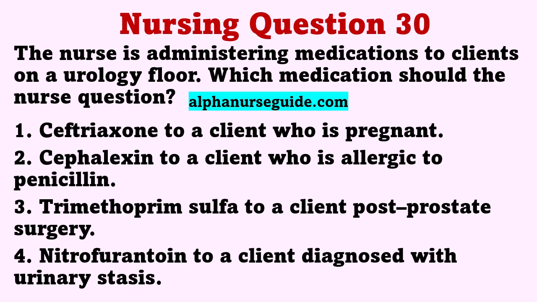Ceftriaxone, a third-generation cephalosporin, is in the pregnancy risk category B. No research has shown harm to the fetus in humans or in animals. The nurse would not question this medication. There is no reason for the nurse to question trimethoprim sulfa, a sulfa antibiotic, for a client who has had prostate surgery. There is no reason for the nurse to question nitrofurantoin, a sulfa antibiotic, for a client who has urinary stasis. Nitrofurantoin is used to prevent or treat chronic UTIs.